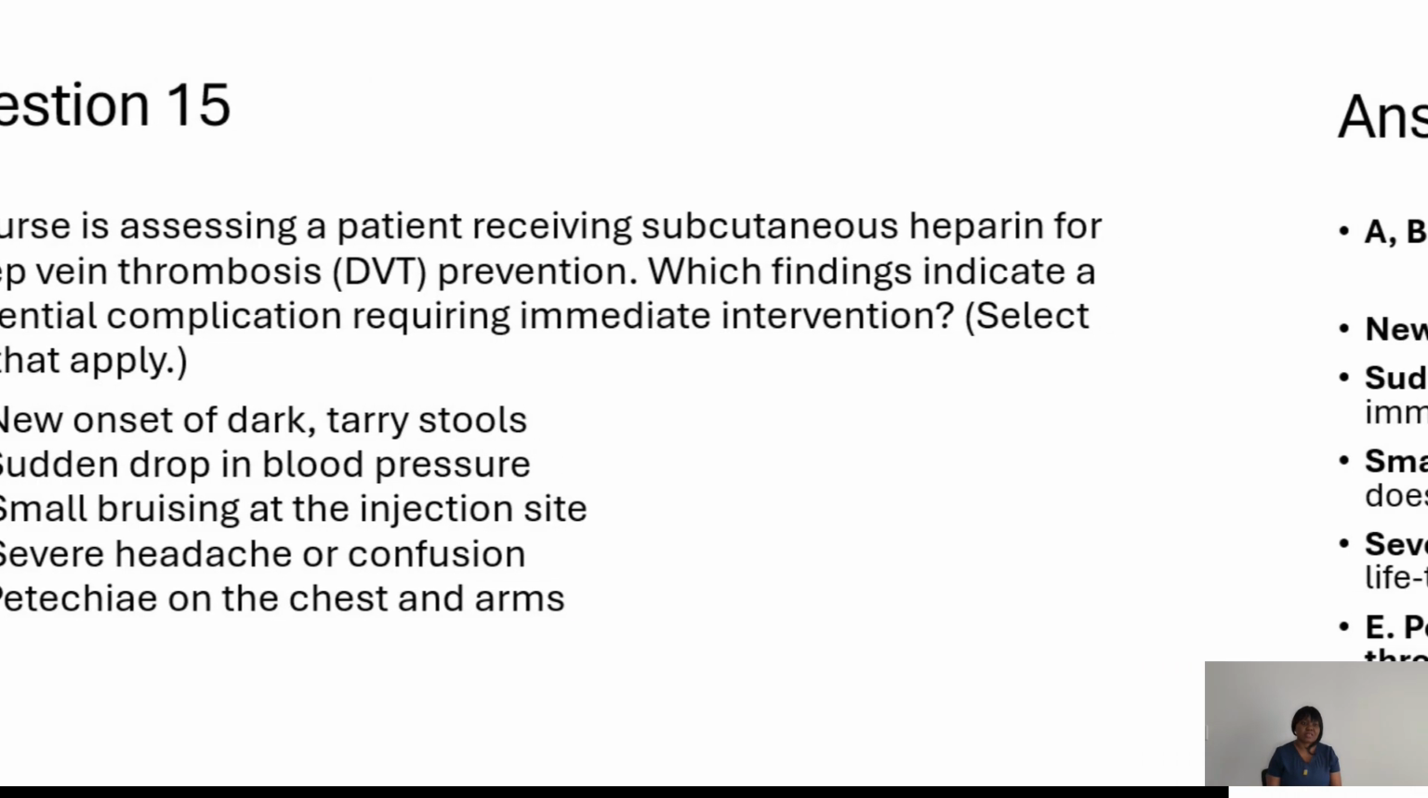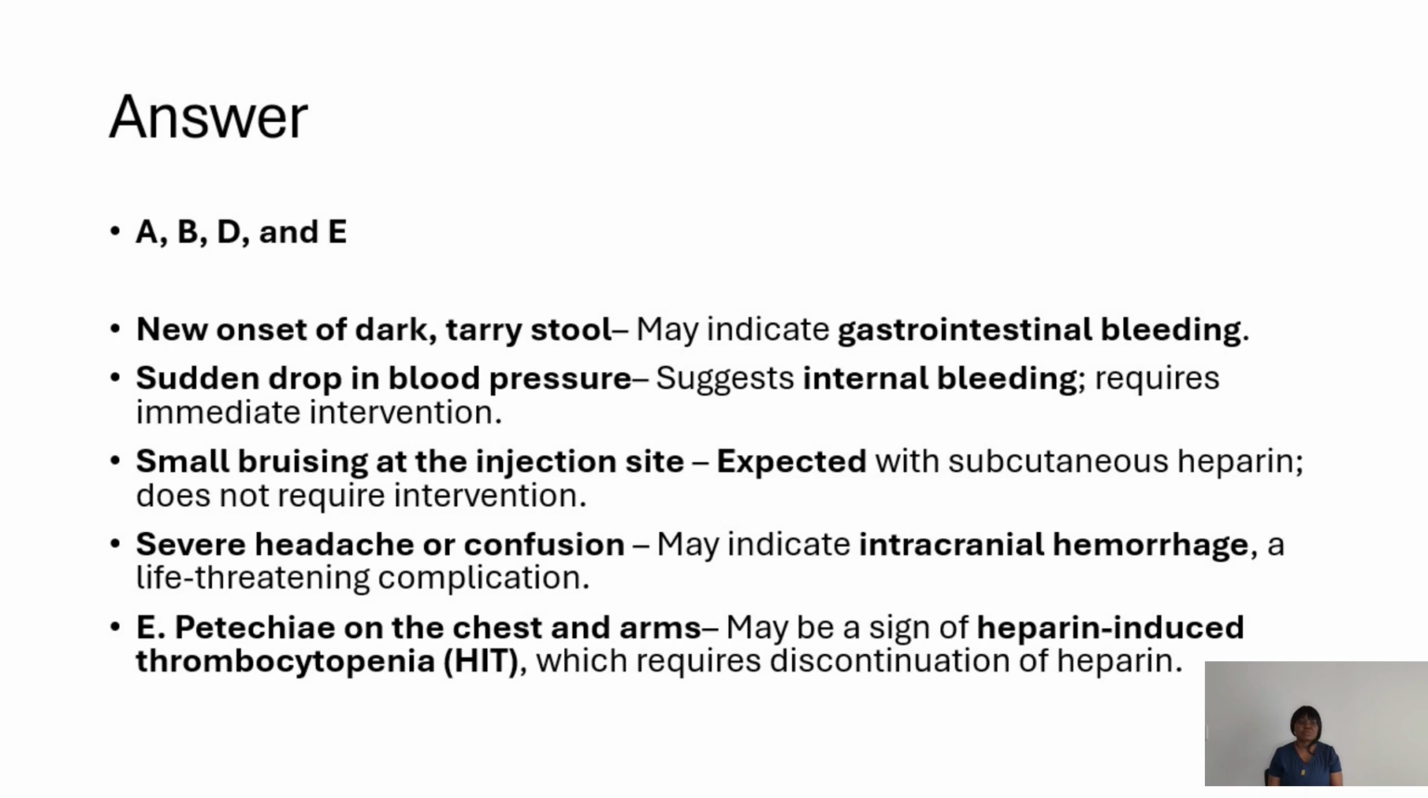So option A, new onset of dark tarry stools. B, sudden drop in blood pressure, which could show a sign of internal bleeding. D, severe headache or confusion. And E, petechiae on the chest and arms are potential complications that will require immediate intervention.